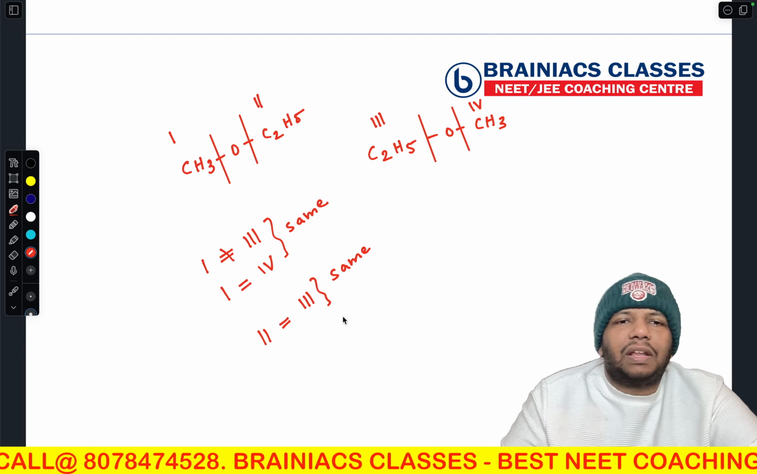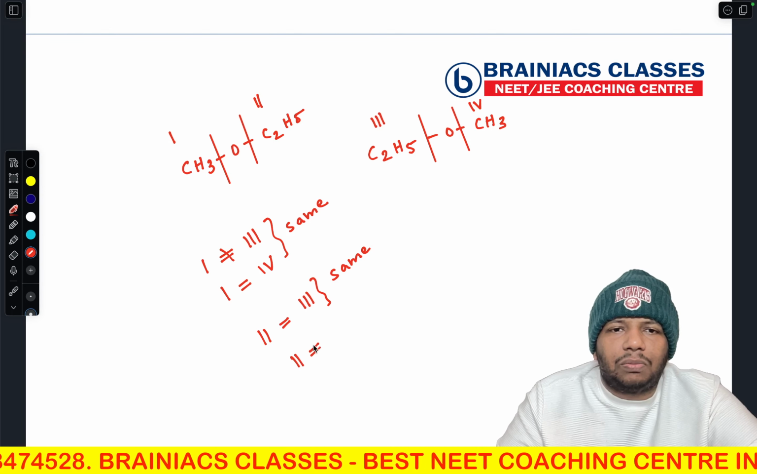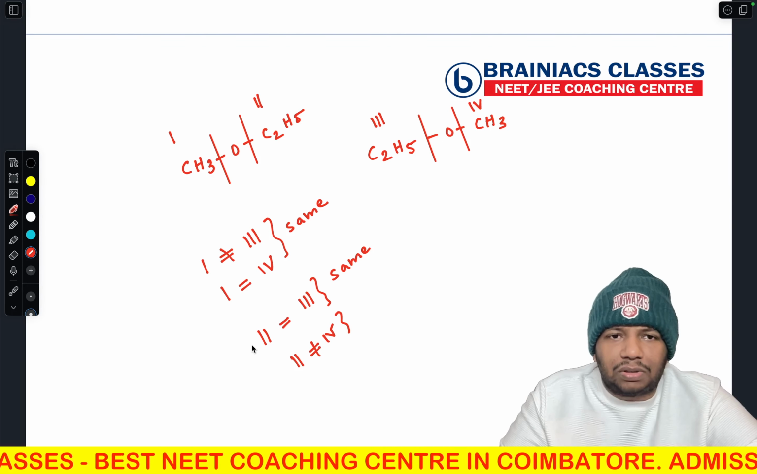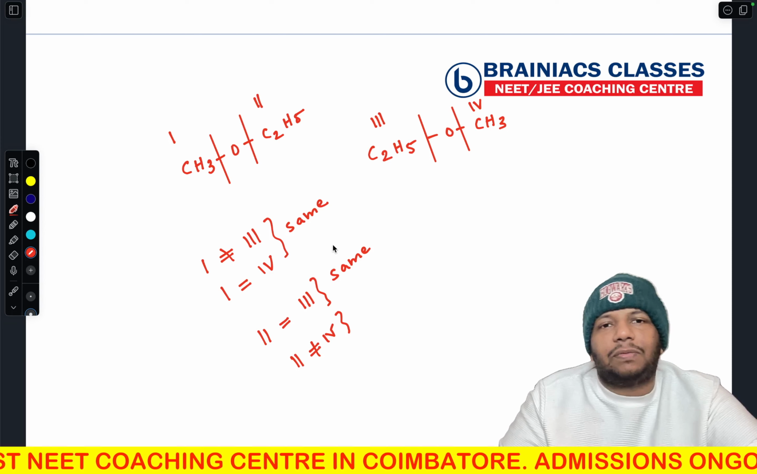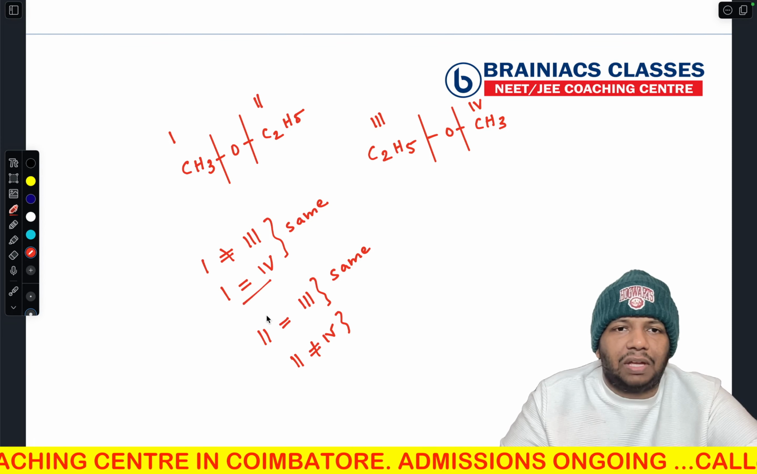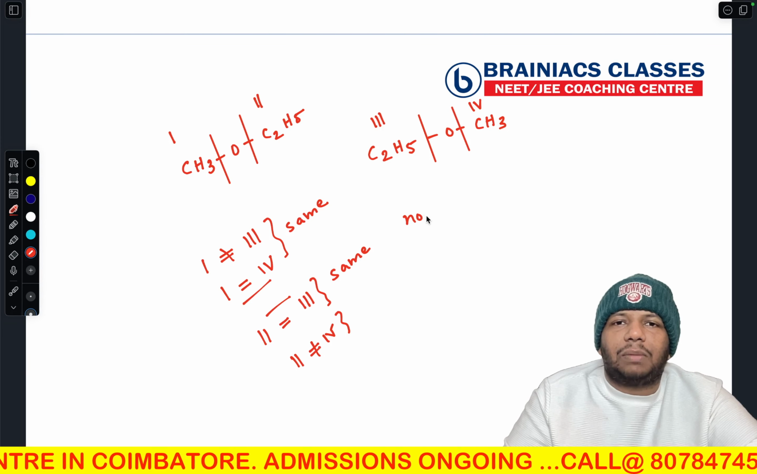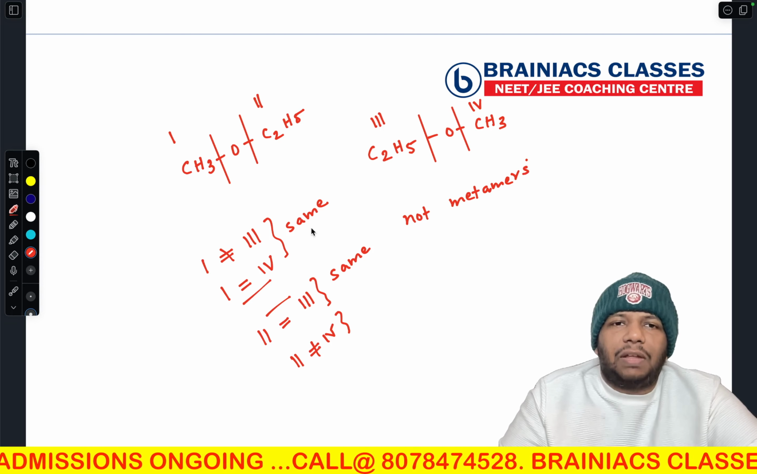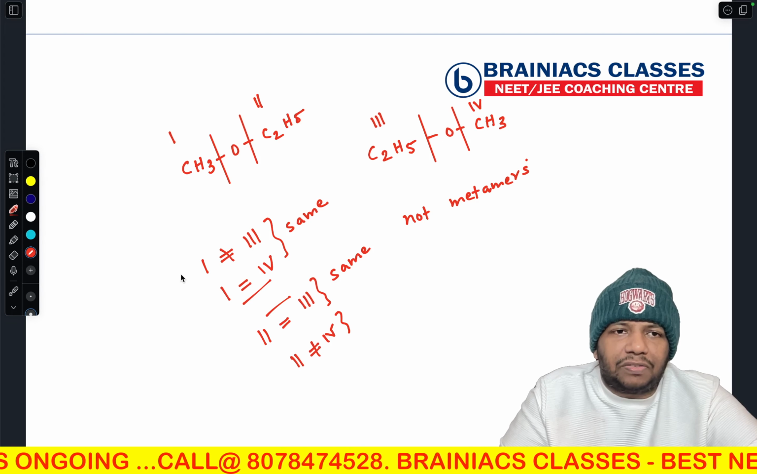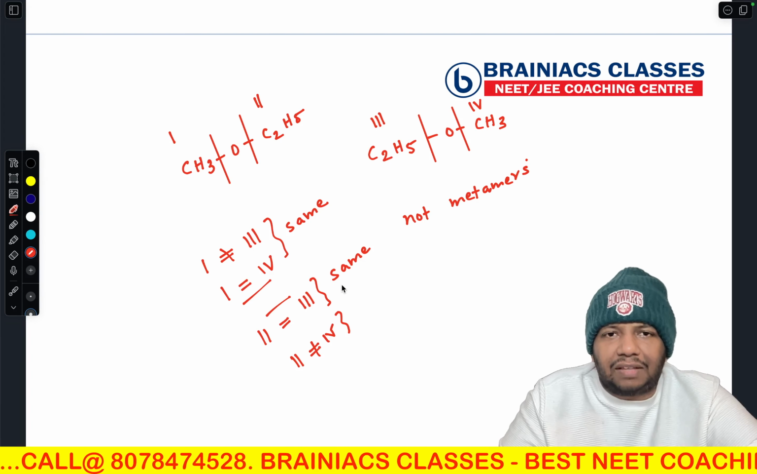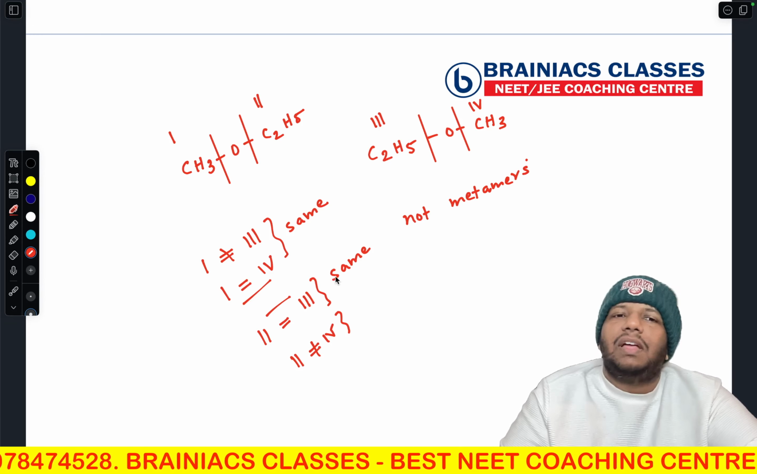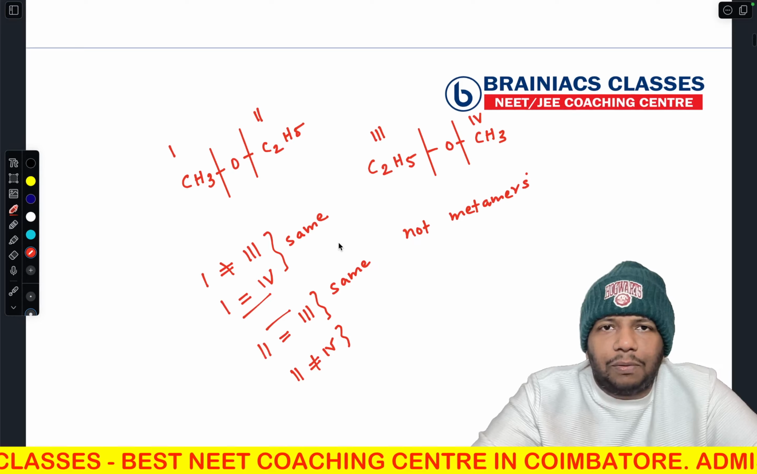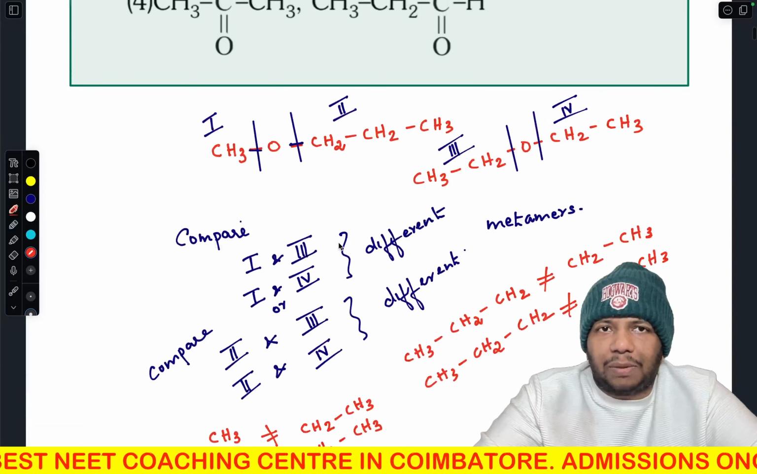And 2 compared with 4 is not equal. But please listen, if same is coming in both cases, as you can see here same is coming, here also same is coming, then they are not metamers. They will be identical. But if you have different in both, or in the first case both are different and in the next case both are same, or any one of them is same, then also they will be metamers. I hope this concept is clear for you. If you have any doubt, feel free to ask in the comment box.